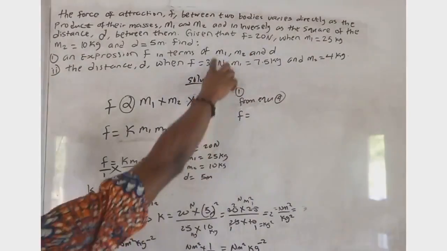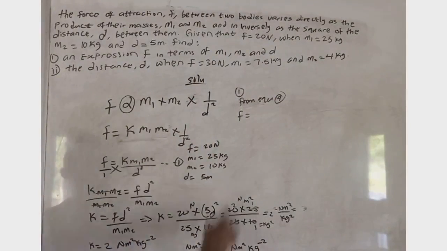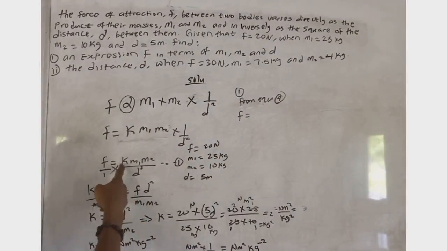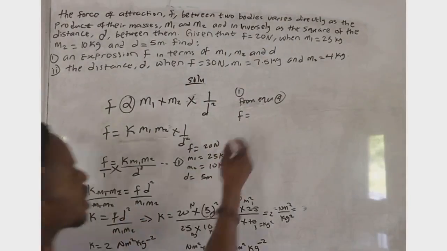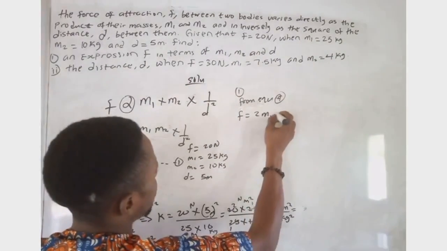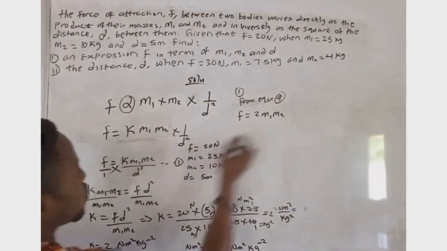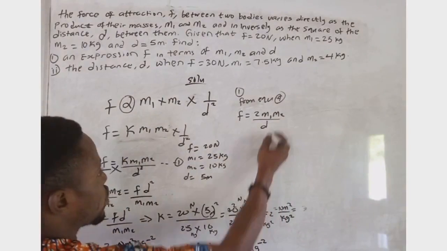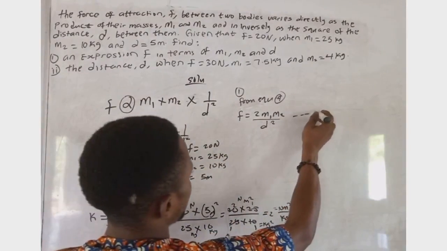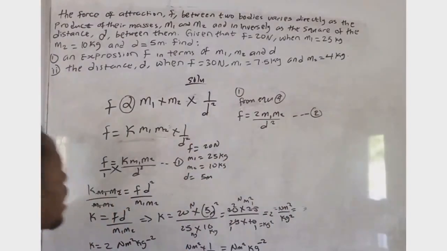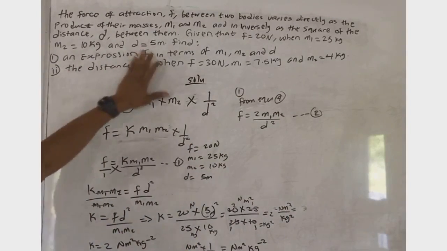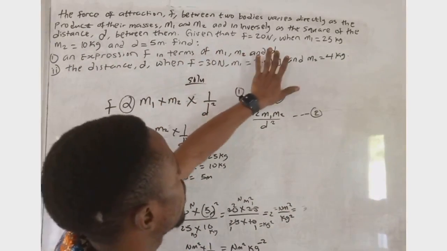So they are not talking about k here. You have to put the value of k in this expression. Let's express k by 2. Here we have 2 m1 m2 over d squared. Let's put this on equation 2, the answer for this expression of F in terms of m1, m2, and d.